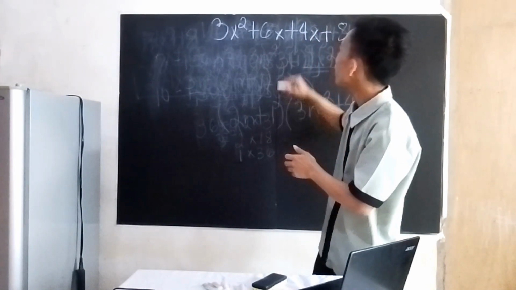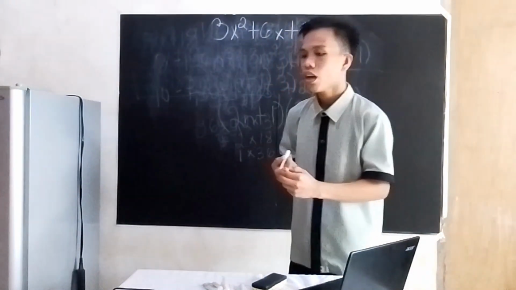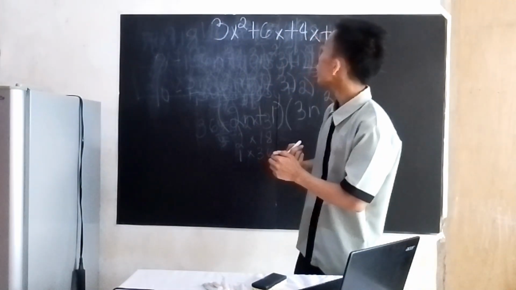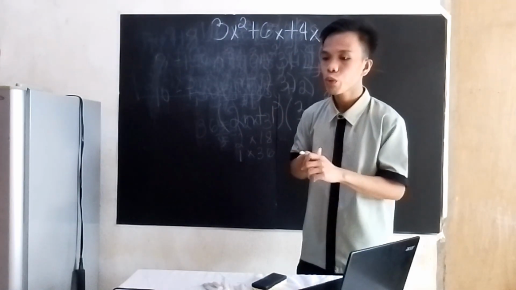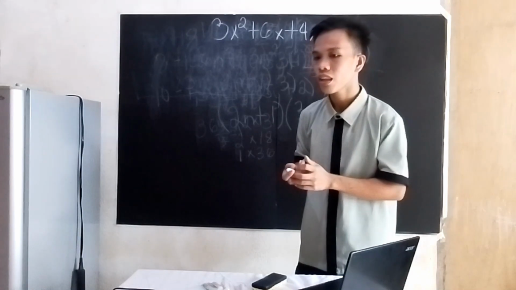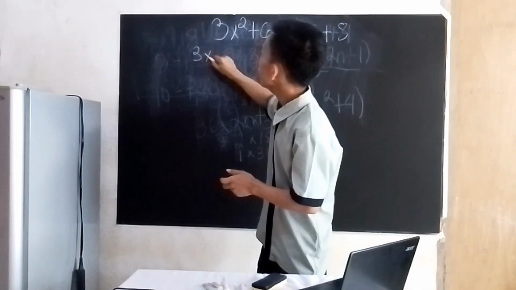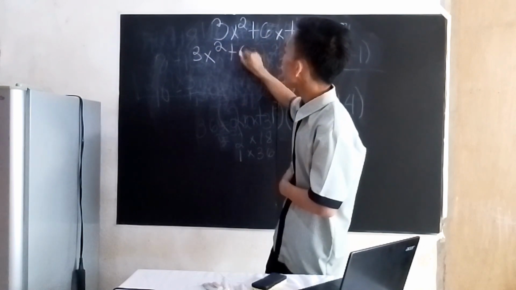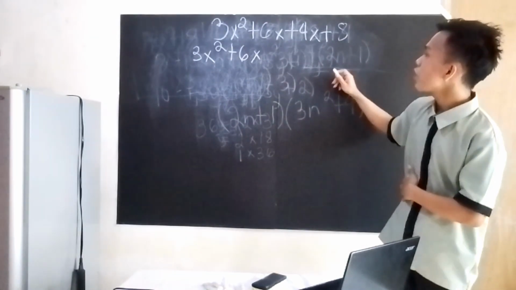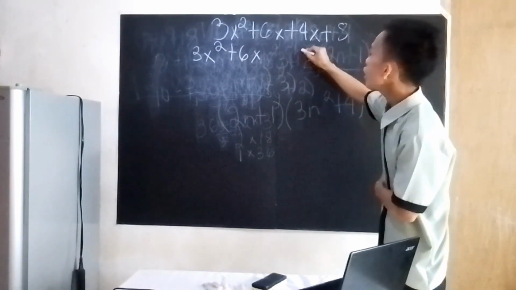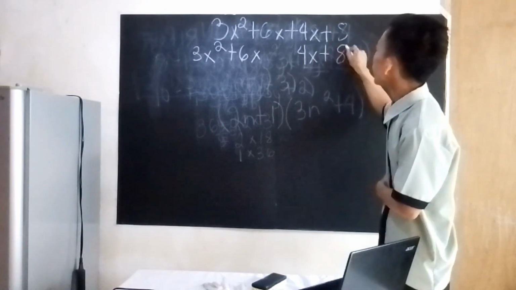That's right, we are going to separate the two expressions. Miss Tyren, can you separate the two expressions? What will be our left side and what will be our right side? That's right, our left side is 3x squared plus 6x, and our right side is 4x plus 8.